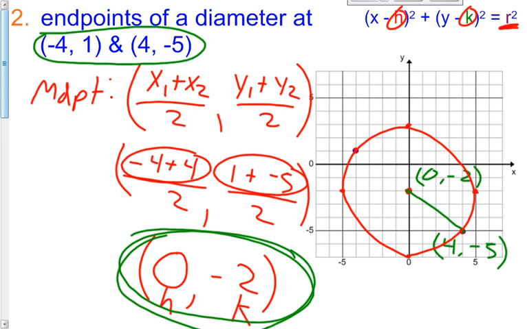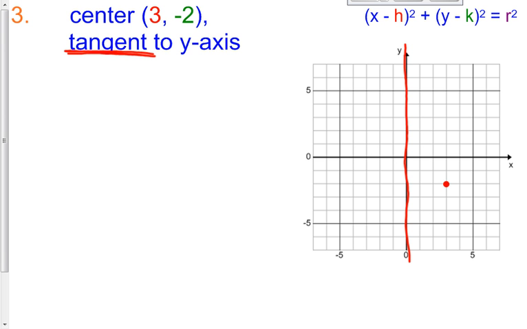Something like that. All right, now we're ready for number 3. If it's tangent to the y-axis, it means that my circle, when it comes around, here's the center of my circle, right here. It's going to come around and touch the y-axis at just one point, and it's going to make something that looks like that. That's just a rough estimate.